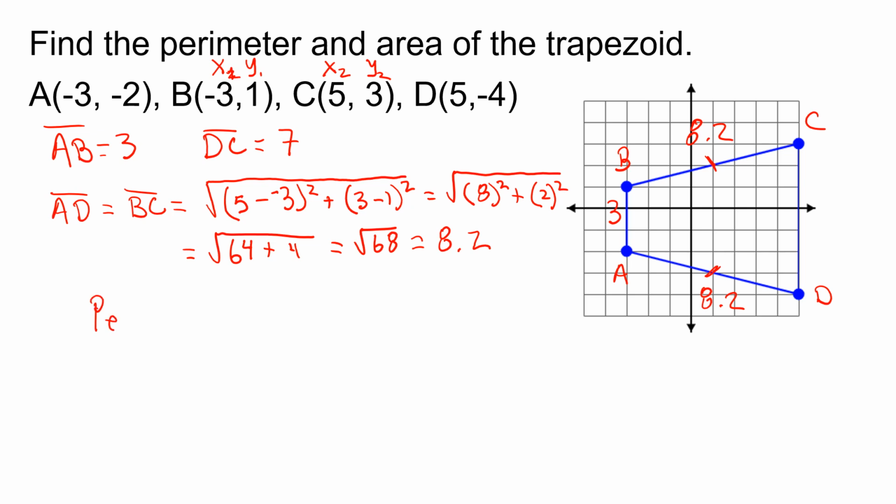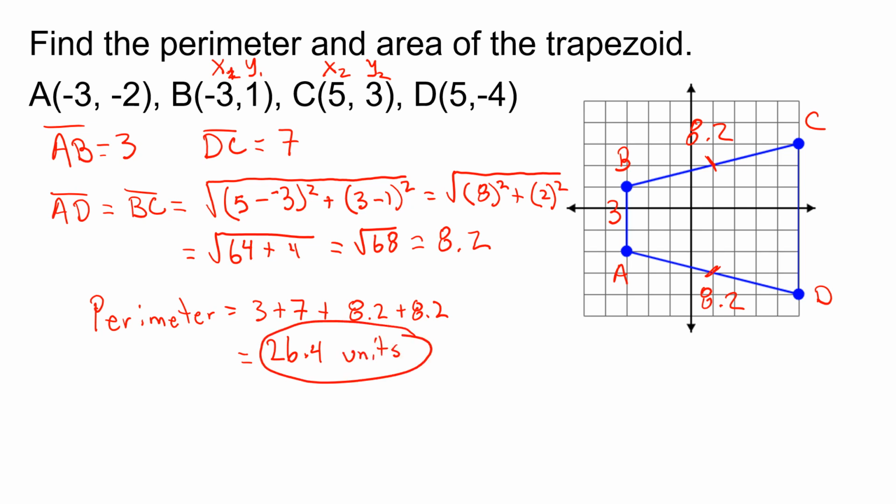So I can find the perimeter by just adding the side lengths. So I have 3 plus 7 plus 8.2 plus 8.2, which gives me 26.4 units. And lastly, the area of the trapezoid, I need the base 1 plus base 2 times the height.